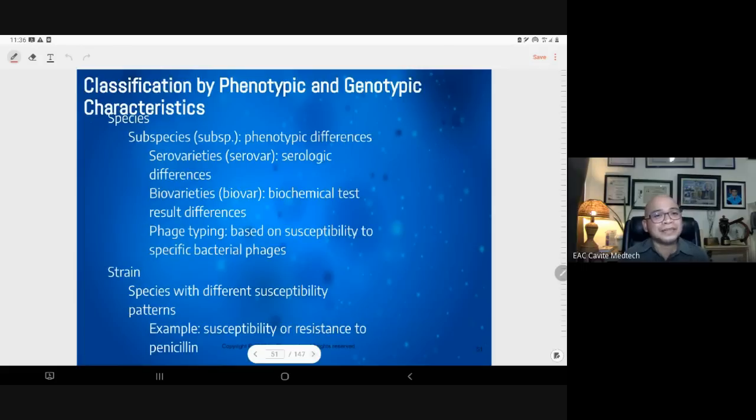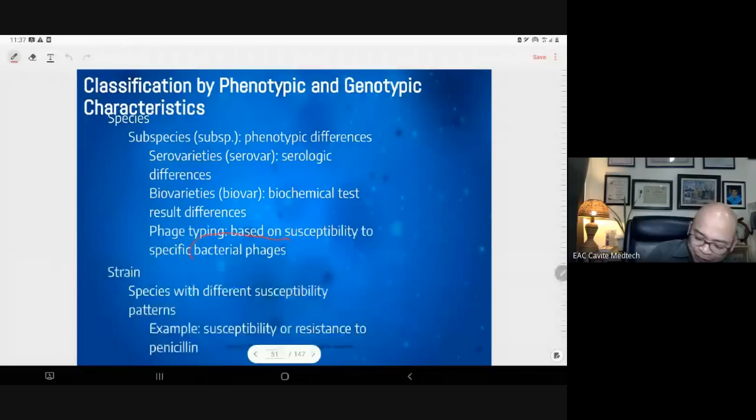Okay, some organisms would have subspecies because of the phenotypic differences. Not only that, some of them would even have the serovarieties because of the serological differences. Some of them would even have biovarieties because of the biochemical test results differences. And now, a more stringent way of determining their differences is through phage typing. This one is based on susceptibility to specific bacterial phages.